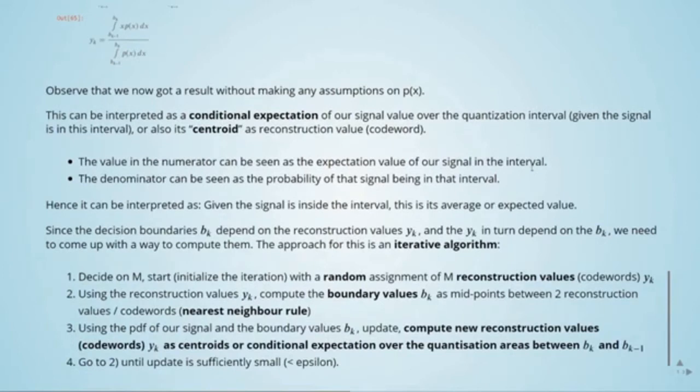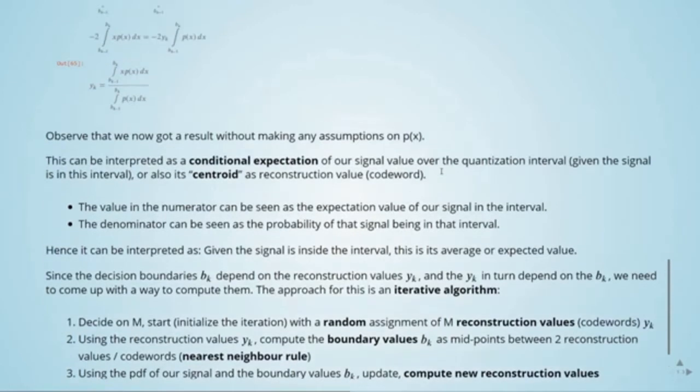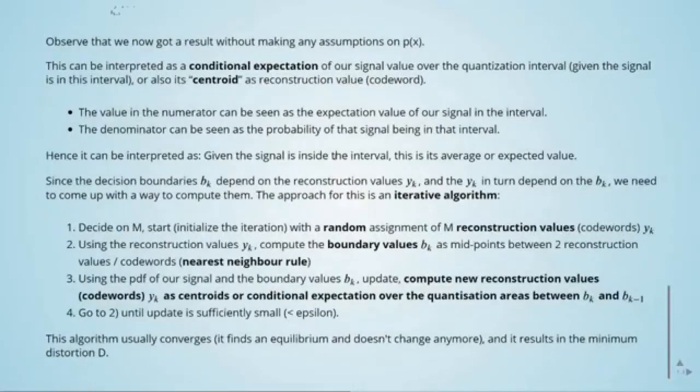It can be interpreted as: given the signal is inside the interval, this is the average or expected value. So the decision boundaries depend on the reconstruction values y of k, and y of k depends on the b of k, so we need to come up with a way to compute them, and what we do is have an iterative algorithm. We will use an iterative algorithm to compute b of k and y of k.